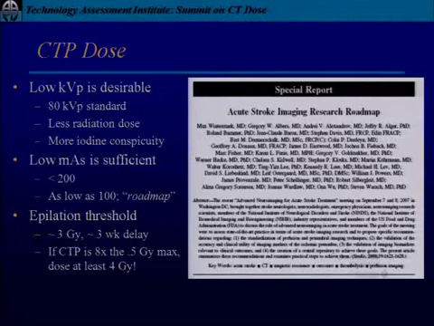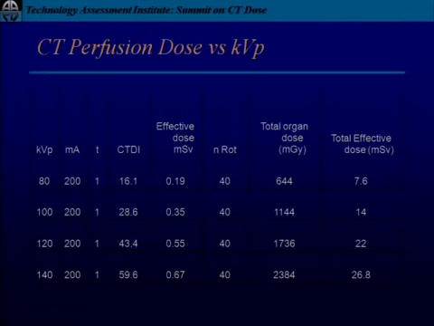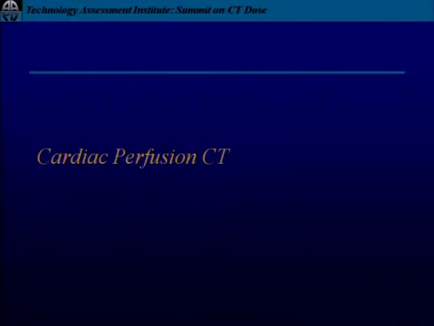Low mA is sufficient. One can use 150 mA, which is what we're using, and it works well. There was a paper that came out suggesting as low as 100 mA per rotation. The dose at which you get epilation is about 3 grays, so you are well within the dose at which the hair would fall off. This table nicely summarizes how the dose changes when you go from 80 kV to 140 kV, and as you can see, there's a large magnitude of difference.